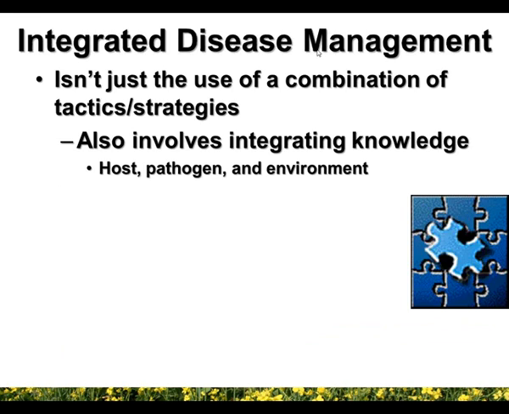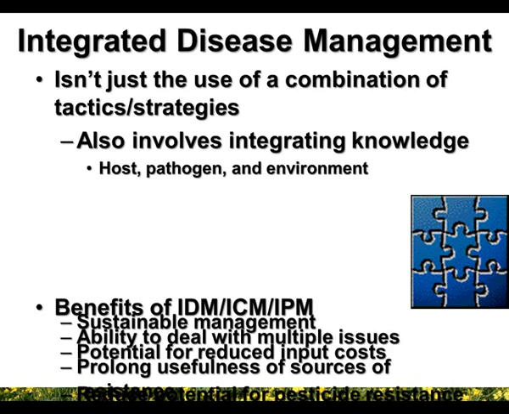Now, in terms of integrated disease or crop management, it isn't just the use of a combination of tactics and strategies, so throwing the kitchen sink and everything at managing a pest or a crop issue. It really also involves integrating knowledge regarding the host, the pathogen, and environment. An example of this with Sclerotinia is the spray timing. So you need to look at when the host is flowering, is the pathogen available, and what are the environmental conditions like? What's the growth stage? Is it early bloom? Is it full bloom? So integrating knowledge as far as the host, pathogen, and environment.